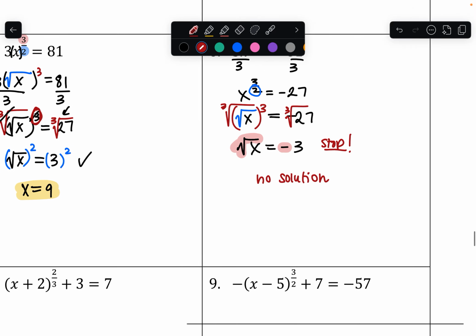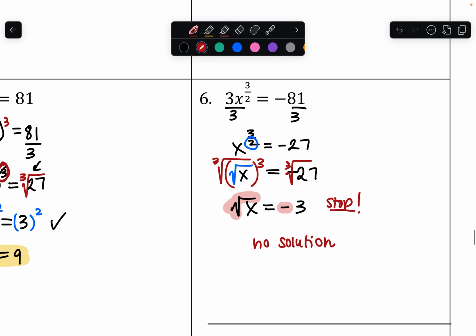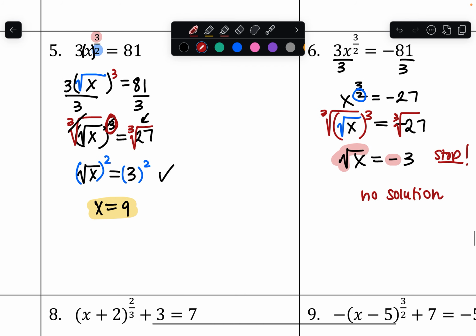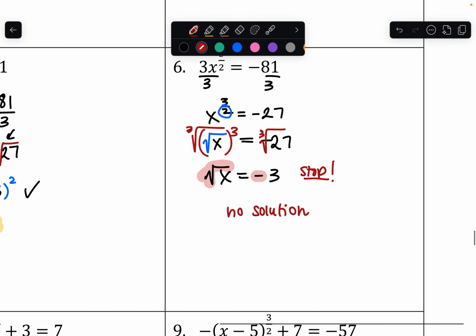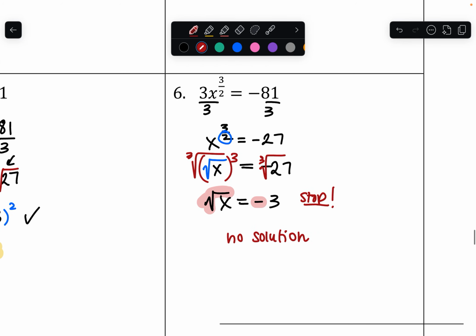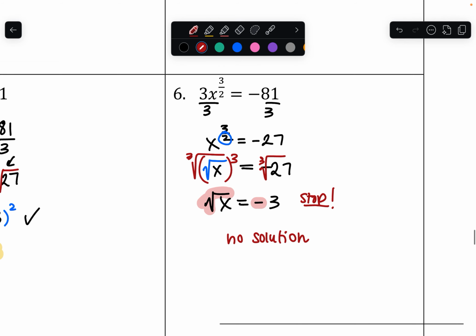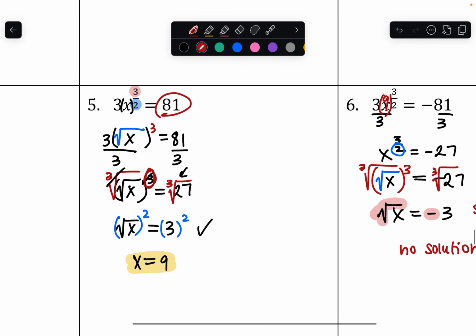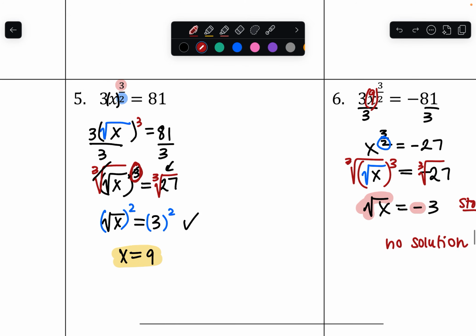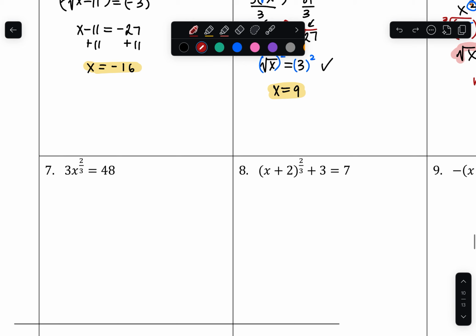Okay, if you kept going and then tried to plug in your solution, which would have been positive 9, it wouldn't have worked. If you put in a positive 9 here, you would have gotten positive 81, not negative 81. So that's another way to check your work.